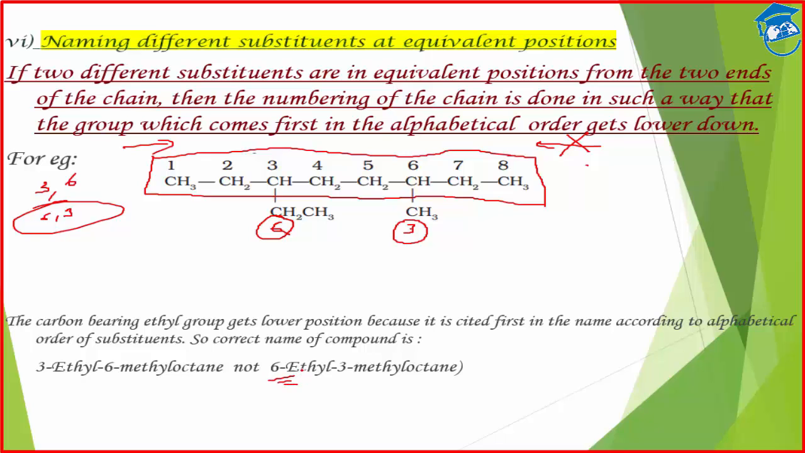You should also see that we have always written the substituents in alphabetical order irrespective of their position, like 3-ethyl and here 6-methyl. So first the substituent, written in alphabetical order, and with the appropriate number. The number is related to the lowest locants, and the substituents should be written in alphabetical order.